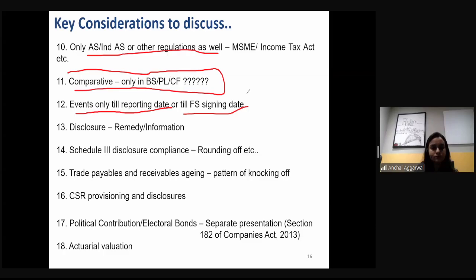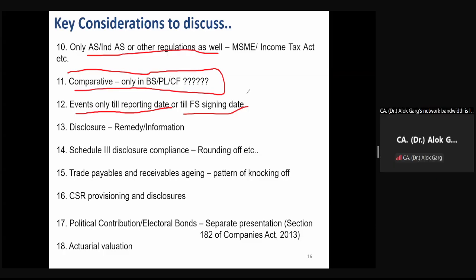So what happened in that case? When the auditor said the LIFO method is not allowed as per the accounting standard, Ind AS, the management said, okay, let me apply the LIFO method and I'll put a note in the notes to accounts that I have applied LIFO.